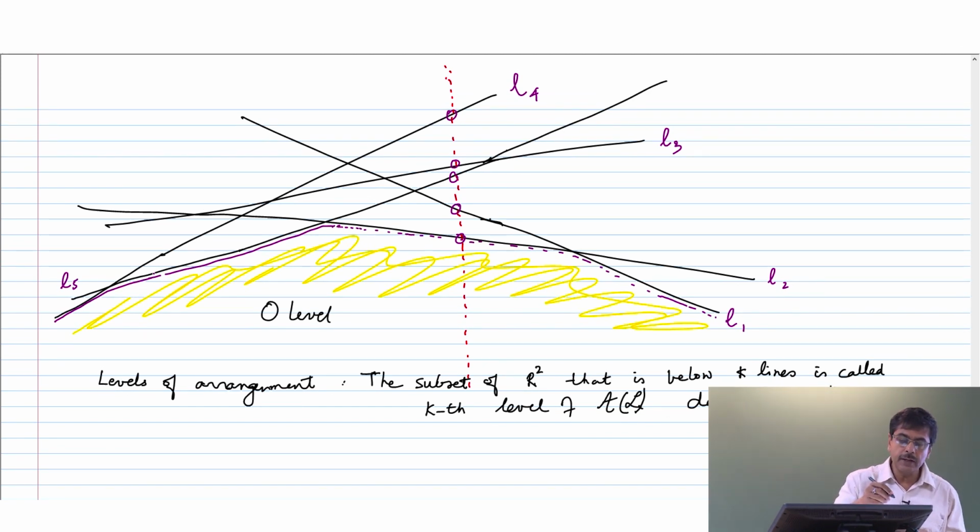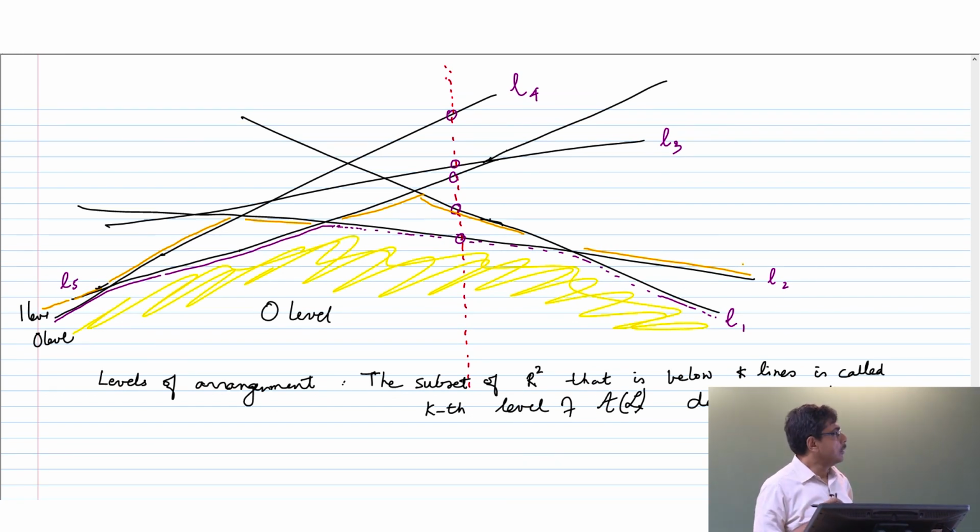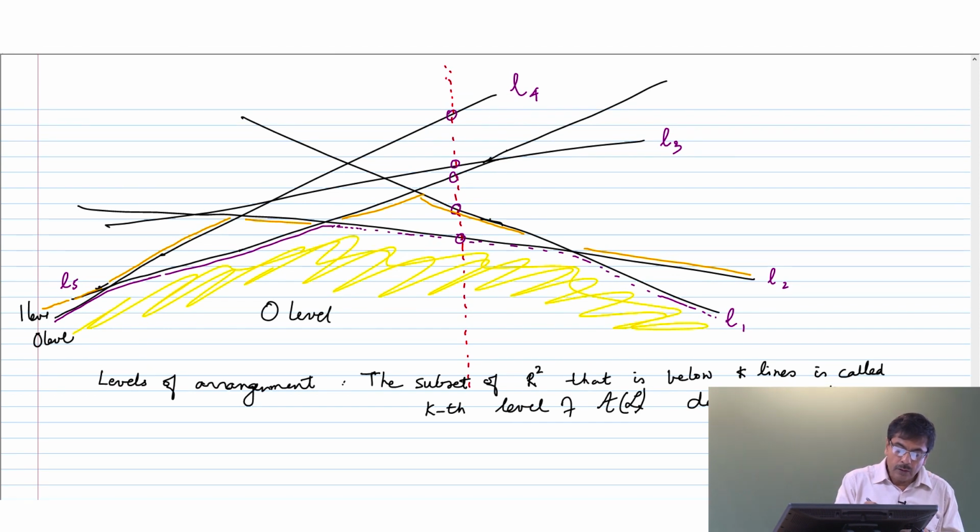And how is the first level going to be defined? Again, it's going to be between some boundaries. Let me use another color. So this is the 0 level, this is the first level, and the first level should always stay above the 0 level. So at this intersection point, I must diverge. Then I come here, and here, and here, and I stay there. So the entire portion below this dark yellow line is level 1.